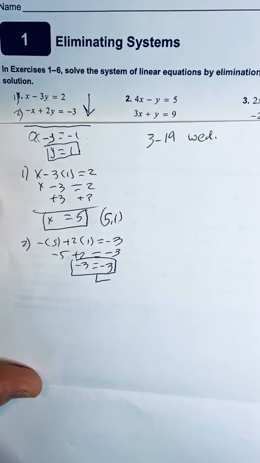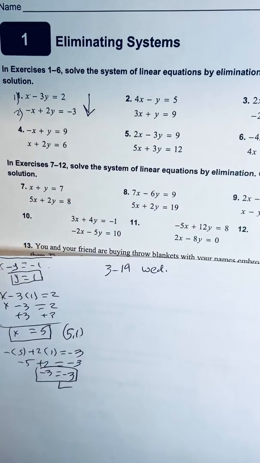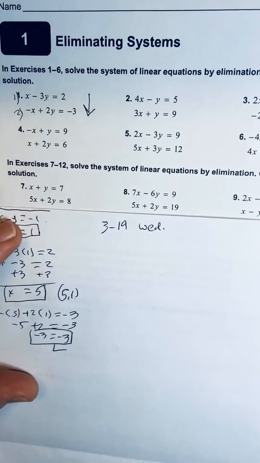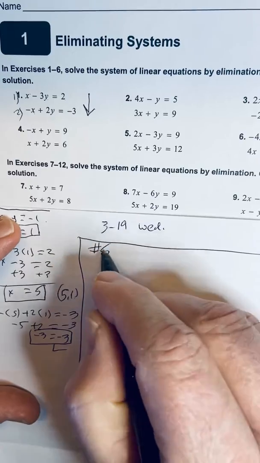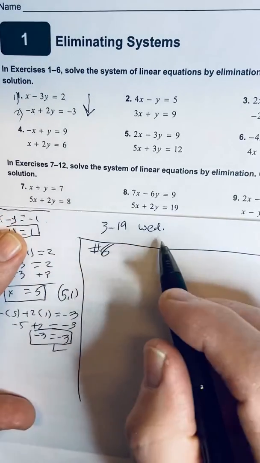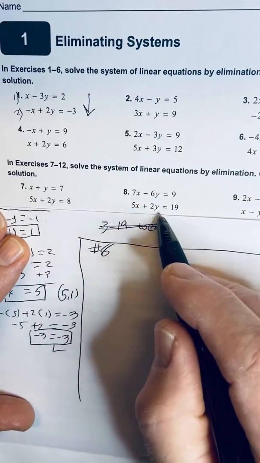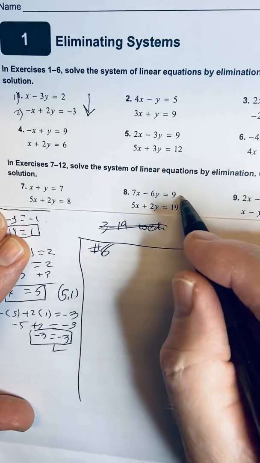All right, so let's go ahead and look at another type of problem. We're going to go ahead and do number 8 right here. And you can quickly see that neither the x's nor the y's are automatically opposites of each other. So we're going to have to multiply both equations.